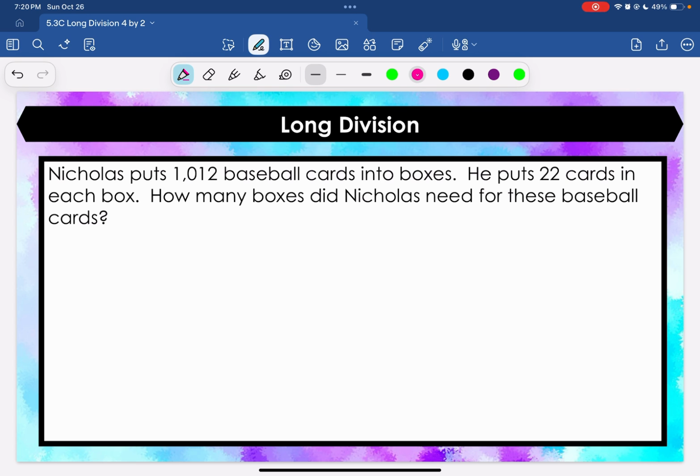Nicholas put 1,012 baseball cards into boxes. He puts 22 cards in each box. How many boxes did Nicholas need for these baseball cards?